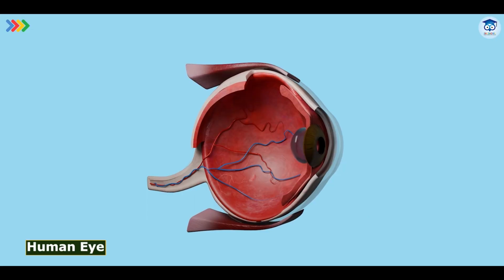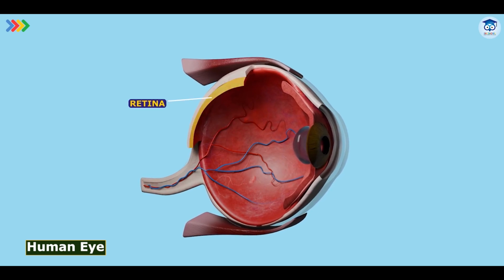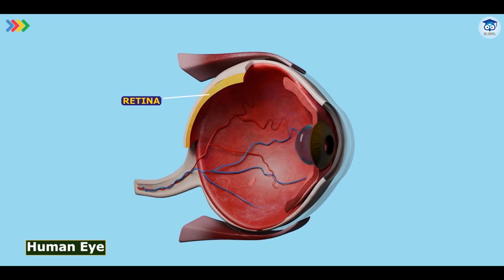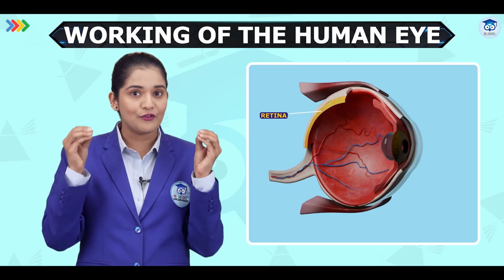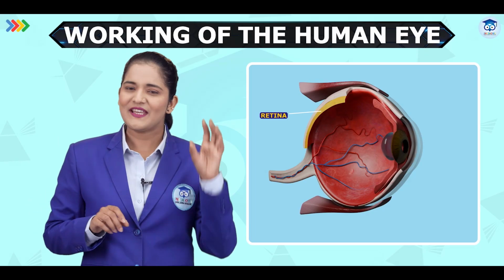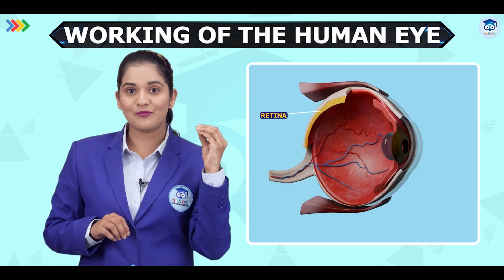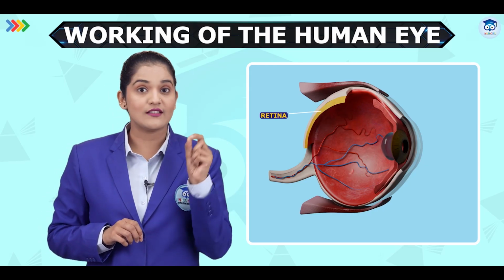Next, we turn to one of the most vital components of the human eye, which is the retina. The retina is a light-sensitive membrane that lines the inner wall at the back of the eye. It functions similarly to the film in a traditional camera, serving as the surface where the image is formed and captured.